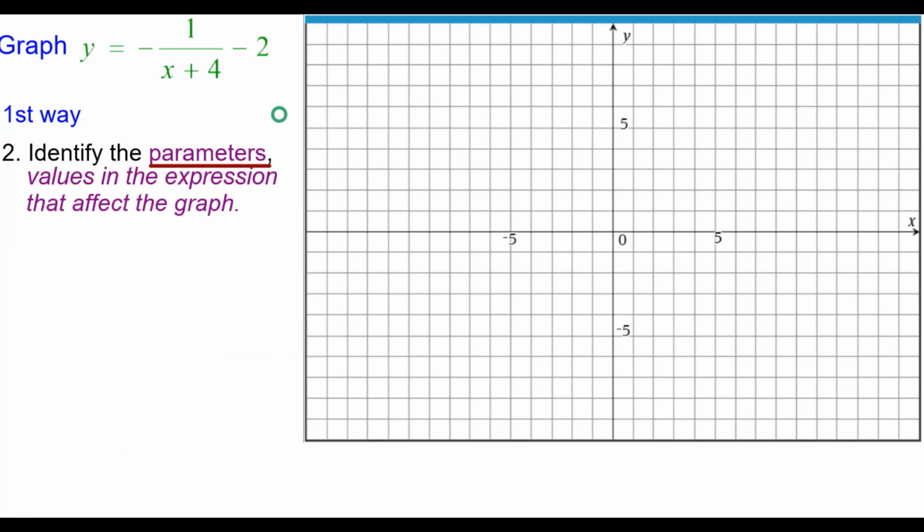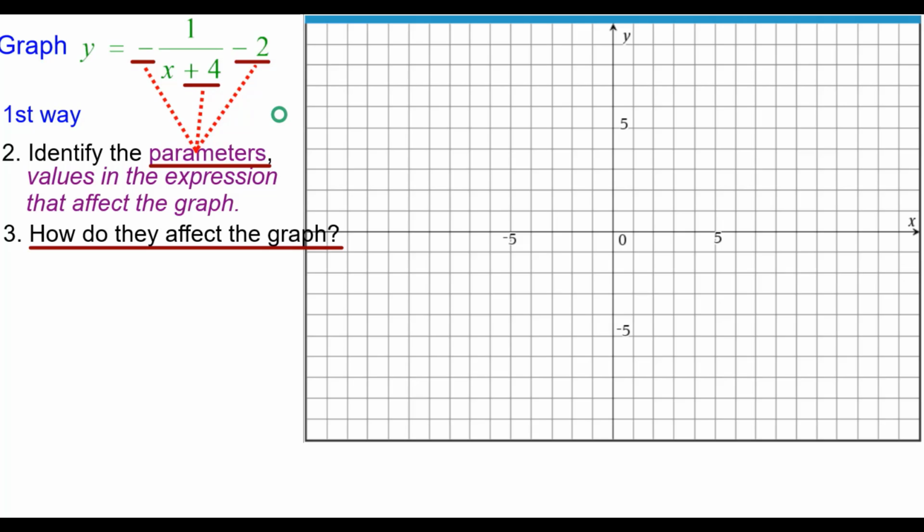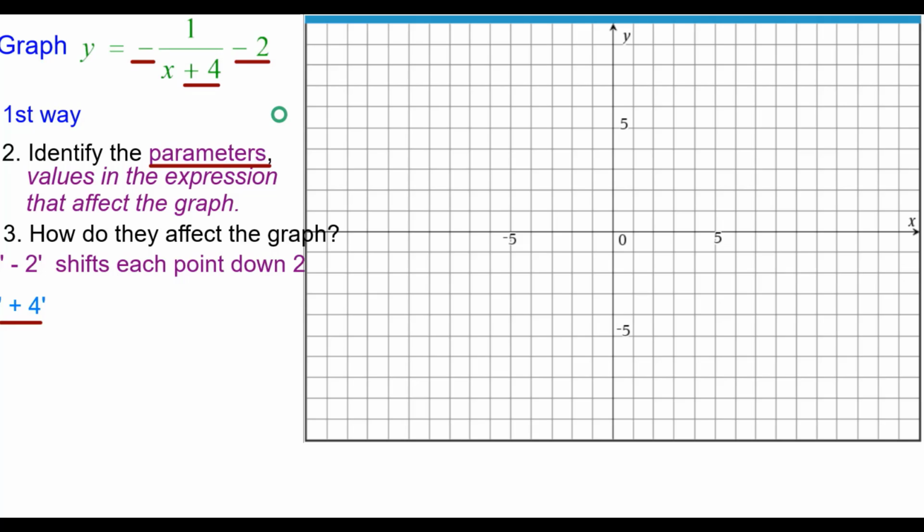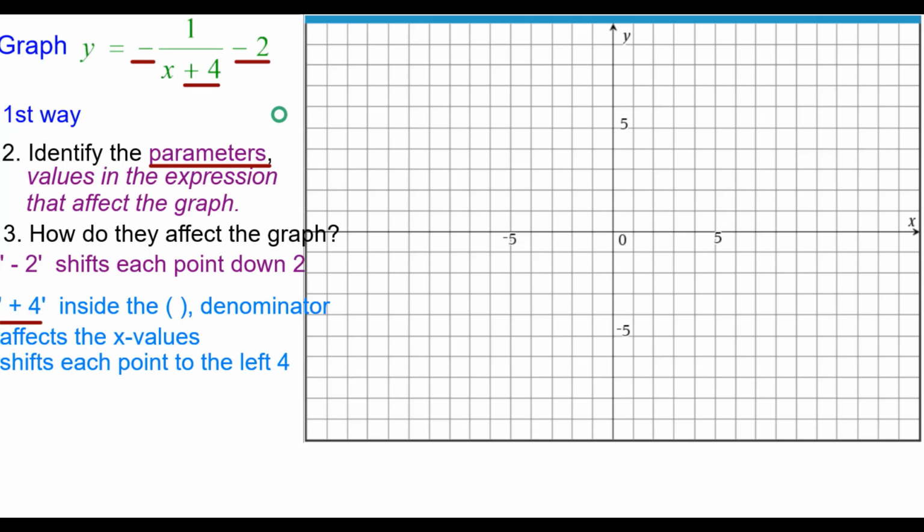Identify the parameters. Those are values in the expression that affect the graph. In this case, there are 3 parameters that affect the graph. We need to know how they affect the graph. So the minus 2 shifts each point down 2, so it affects the y values. The plus 4 is inside the parentheses, or the denominator, and those affect the x values, shifting each point to the left 4 units. The opposite sign takes the opposite of y values.